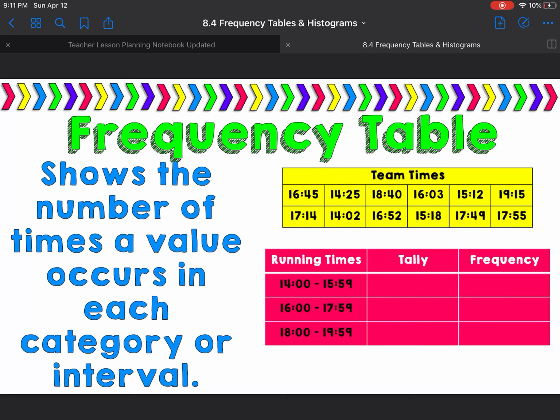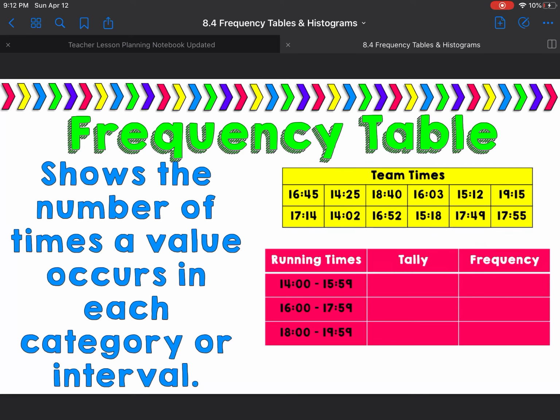The first way is what we call a frequency table. A frequency table shows the number of times a value occurs in each category or interval. So you'll see right here in yellow, I have the team times. Now, the pinkish, that's my frequency table. You'll notice that it's 3 columns. The first column is my running times. My running times is split into 2 minutes.